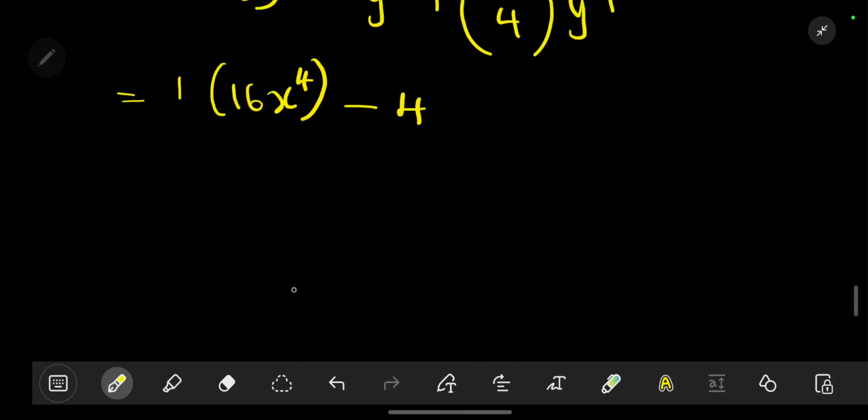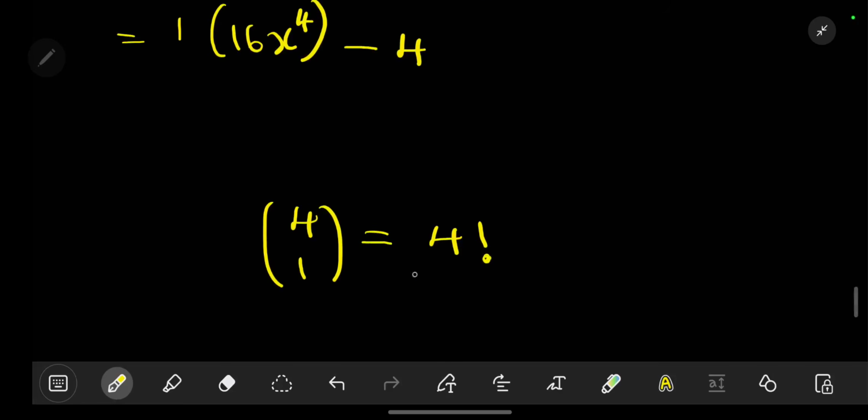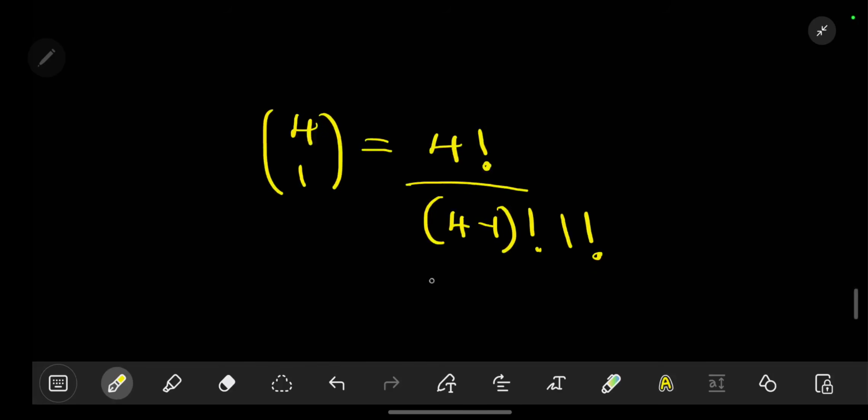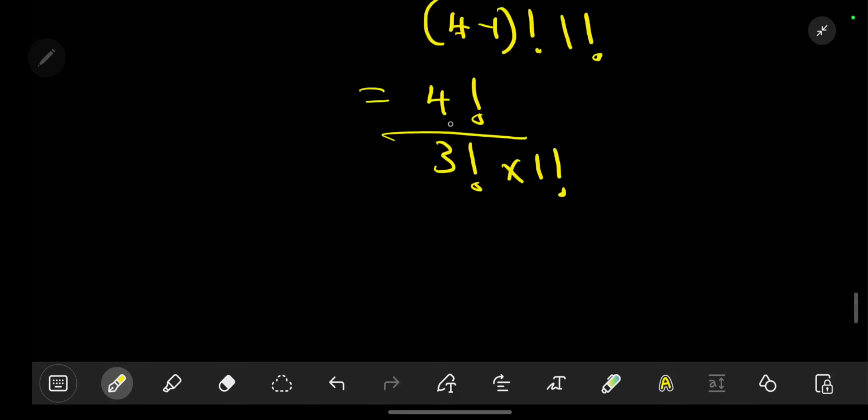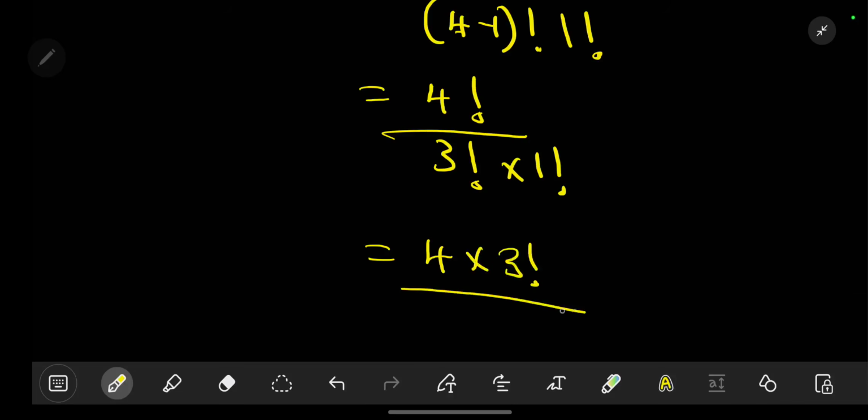But you can always prove that when you have 4 combination 1, we are going to have 4 factorial over (4 minus 1) factorial times 1 factorial, which will be equal to 4 factorial over 3 factorial times 1 factorial. If we reduce this, it will be 4 times 3 factorial over 3 factorial times 1 factorial.